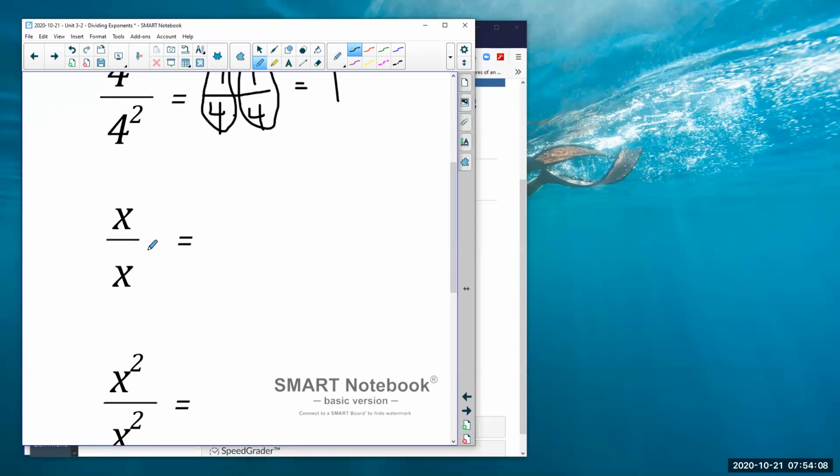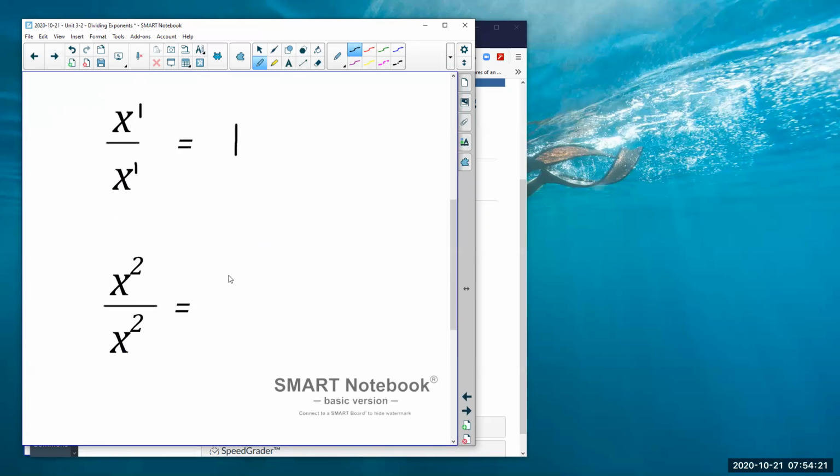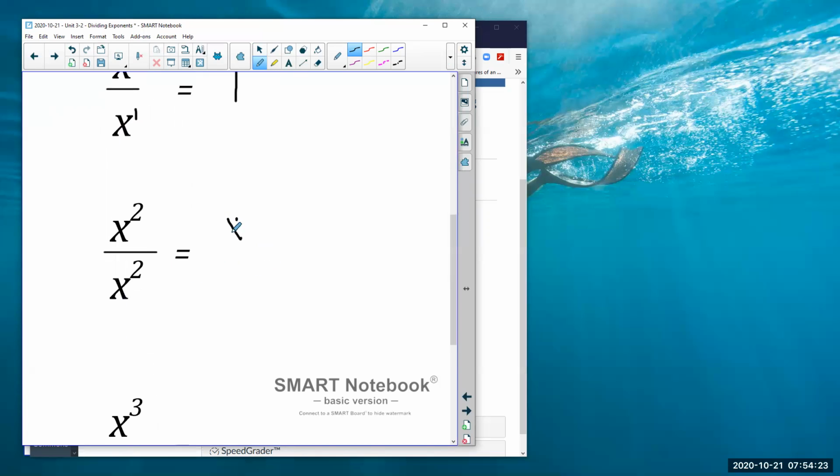So we get to variables. Variables just represent numbers, so generally the rules for numbers will apply to variables as well. Something divided by itself is always 1. Again, you think of this as x to the first divided by x to the first, and that's going to be 1. And the same thing here. Again, you can think of this as x times x divided by x times x. And so these x's make 1, these x's make 1. We get 1 times 1, and we get 1.